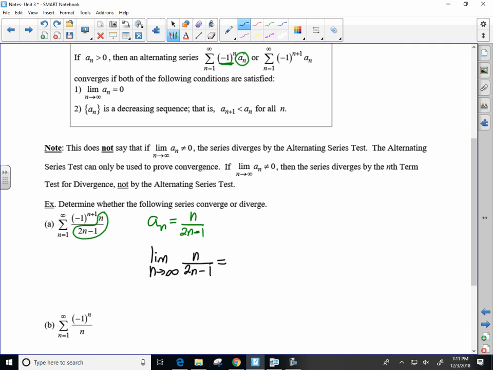The limit has to be equal to 0. It has to go to 0. If it doesn't go to 0, nothing else is relevant. So this limit is going to 1/2. So it only converges if the limit is 0, and the other things are relevant only then. Therefore, it diverges by the AST, alternating series test.